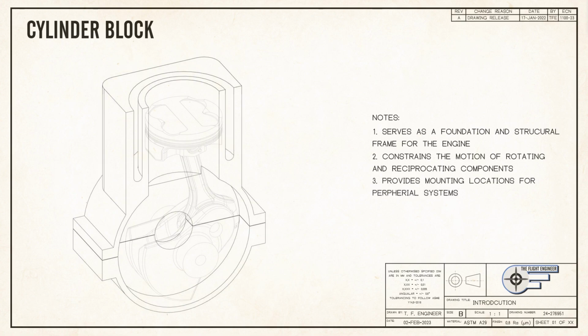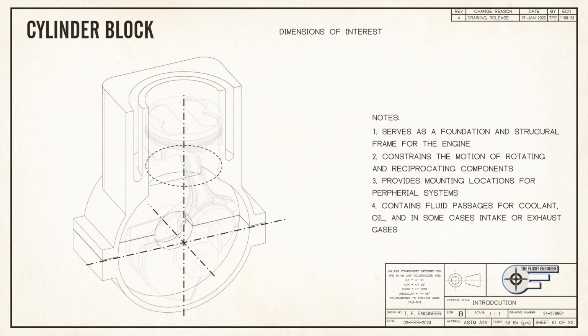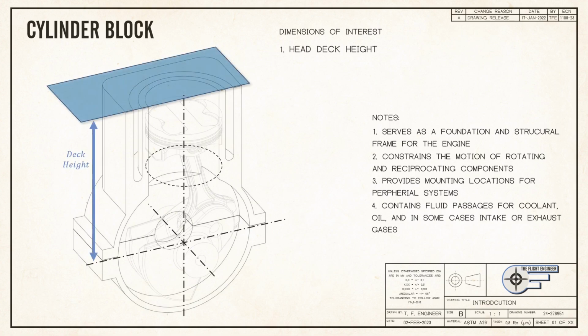Its primary role is to house the rotating and reciprocating components that we've already covered. The block also provides a means to mount the cylinder head and other engine systems. Commonly, blocks will contain fluid passages for lubricating oil and coolant. Some will also contain integrated passages for intake or exhaust gases. Important dimensions of the block include deck height, which is the distance from the crank centerline to the head deck, and, once again, the cylinder's bore. There are many others, but these are among the most important.